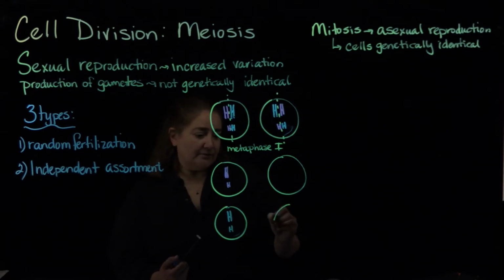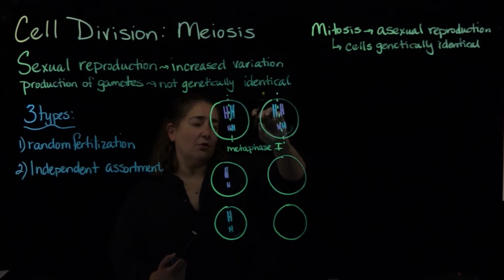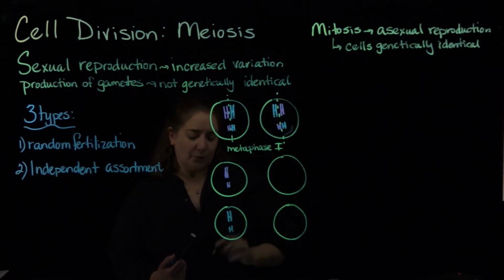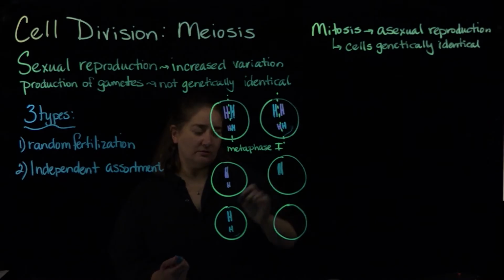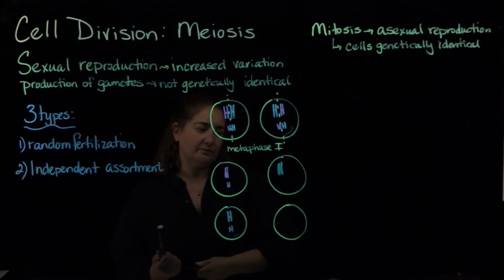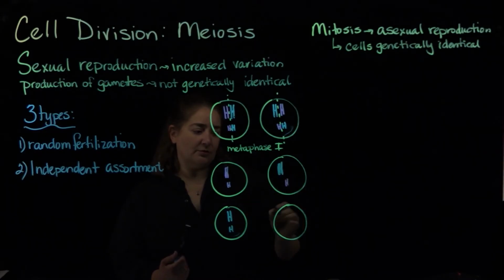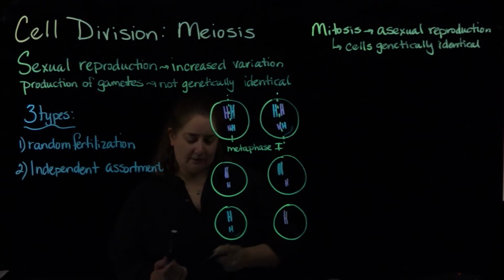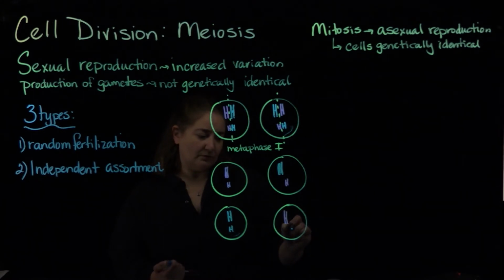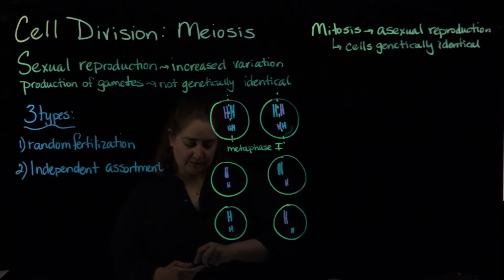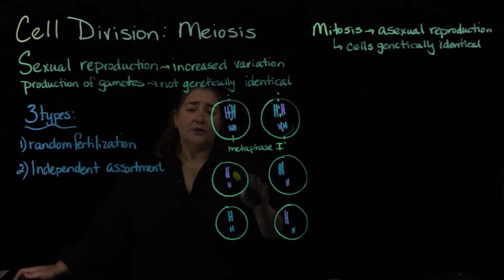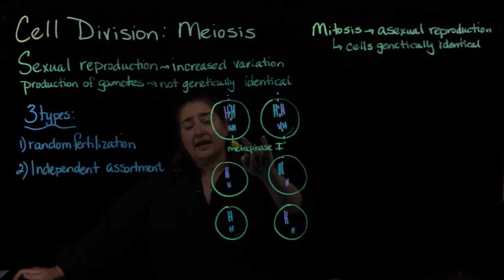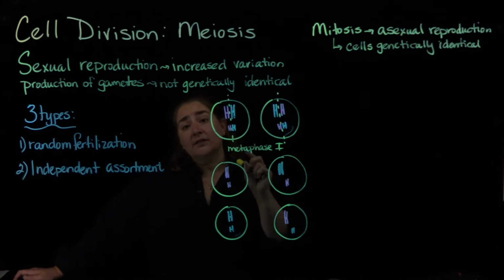Whereas over here, if we bring these to each pole, all right, what we'd end up with in this cell is the large paternal chromosome and the little maternal chromosome, whereas this cell would have the large maternal chromosome and the little paternal chromosome, okay? And I have a diagram that shows this in the PowerPoints as well. But the independent assortment really gets at how those homologous pairs line up at the metaphase plate, okay?